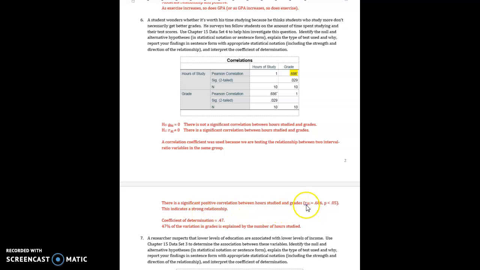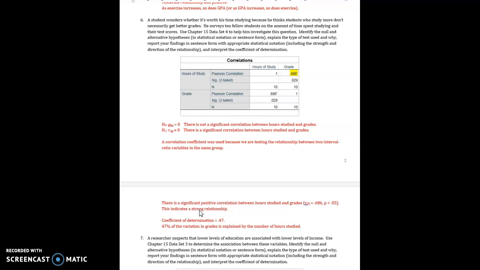We report that we used the R statistic. Our degrees of freedom is 8. Recall that degrees of freedom comes from the n minus 2, so 10 minus 2 is 8. You report your actual test statistic value, and because the p-value is less than 0.05 here, we include that at the end of the sentence. The strength of the relationship is strong.